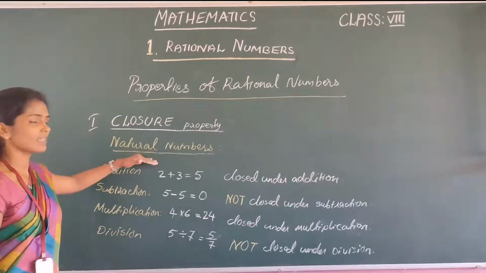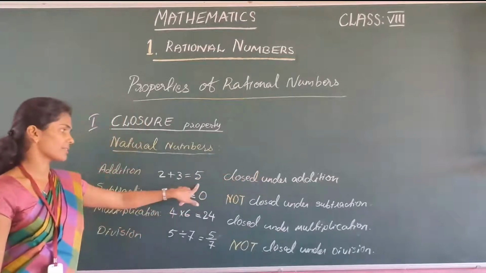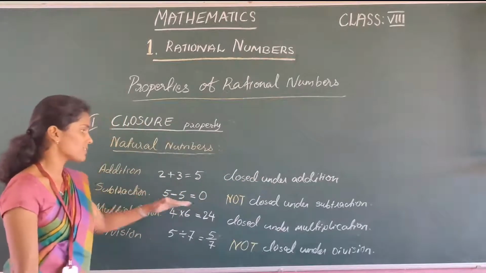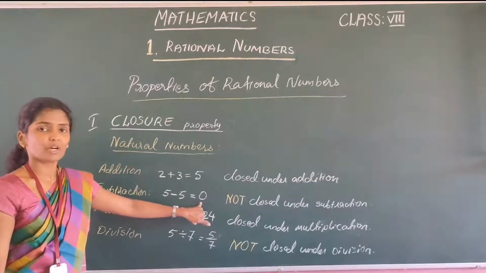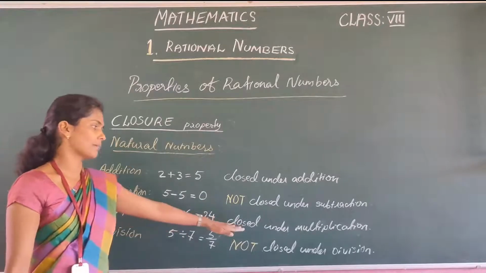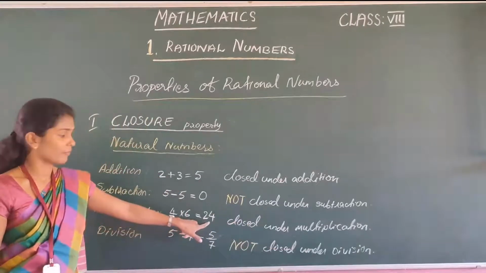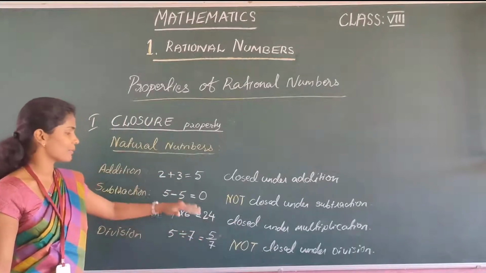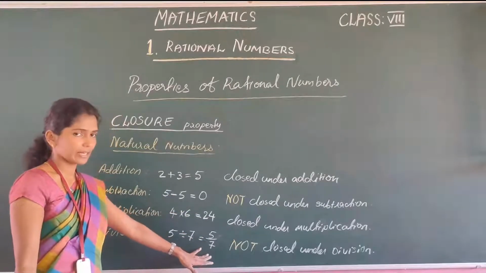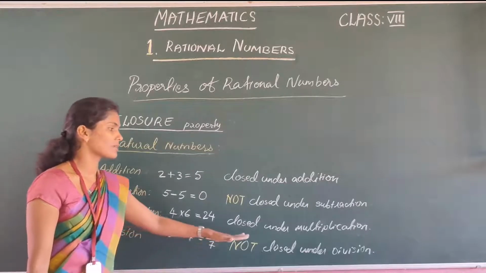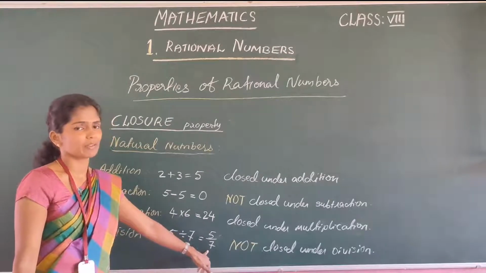So, natural numbers are closed under addition. Why? The sum is a natural number. But natural numbers are not closed under subtraction. Why? In the case of subtraction, we got a whole number. In the case of multiplication, natural numbers are closed under multiplication, right? But what is the reason? The product is a natural number. In the case of division, natural numbers are not closed under division. Why? Our result is a fractional number, that is not a natural number.